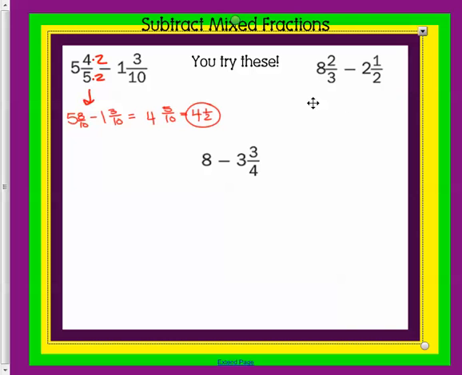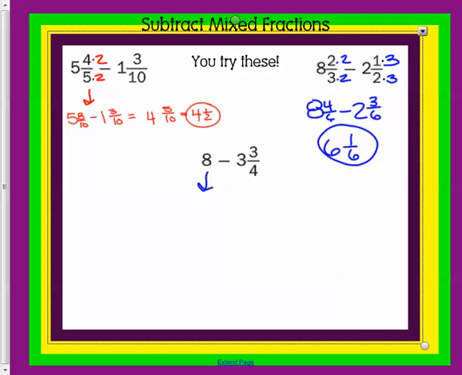Over here, I'm going to change these guys into a 6 each because 6 is their common multiple, the least common. So I get 8 and 4/6 minus 2 and 3/6. So 4 minus 3 is 1, so 1/6, and 8 minus 2 is 6. So I get 6 and 1/6. Down here, I first have to change this to a 7 and 4/4. Now I can easily work with them. 7 minus 3 is 4, and 4 minus 3 is 1/4.